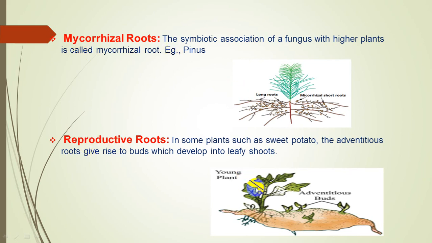The next type of adventitious root that is modified for special purposes is the reproductive roots. As its name indicates, certain roots bear some buds or some parts. As these buds detach from the parent plant, they have the capability to grow into an adult plant.